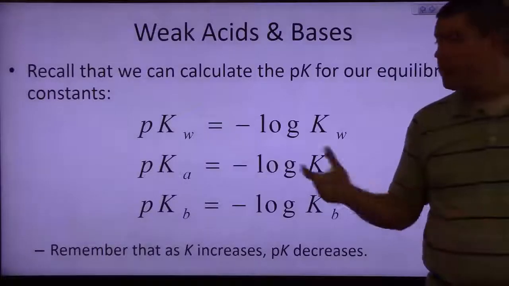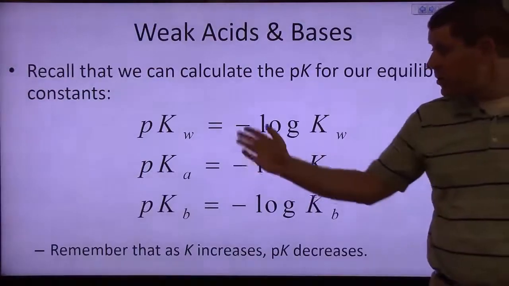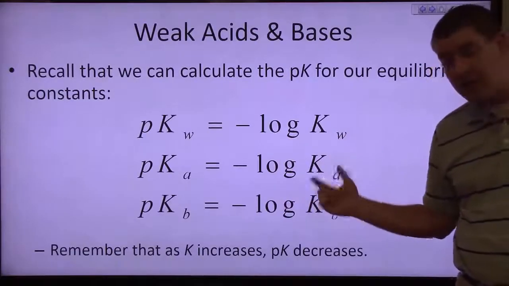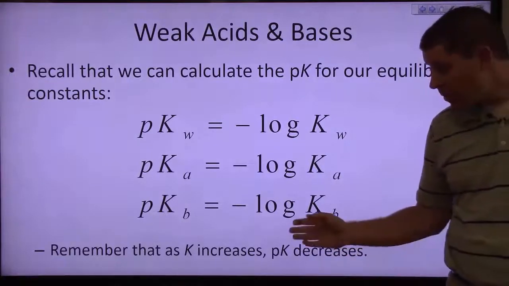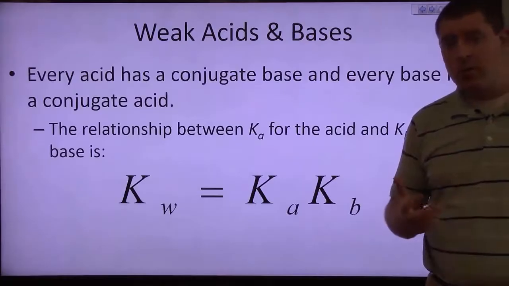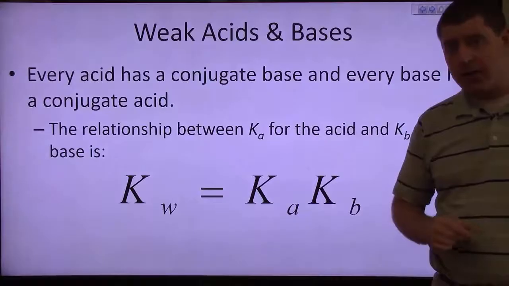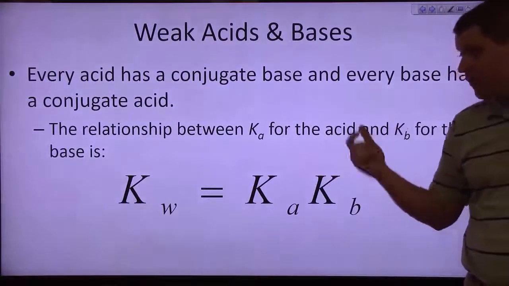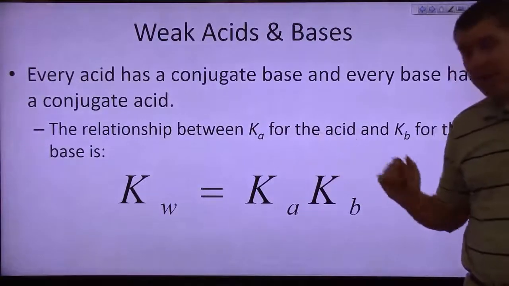So the concentration of B is going to be larger than the concentration of the protonated form BH plus. Also remember that we can calculate the pK for our equilibrium constants. So the pKw is minus log base 10 of Kw, pKa is minus log base 10 of Ka, pKb is minus log base 10 of Kb, and so on. So remember that as K increases, the pK decreases. And you should remember from general chemistry that every acid has a conjugate base, and every base has a conjugate acid. And the relationship between Ka for the acid and Kb for the base is then this one, where we have Kw is equal to Ka times Kb.